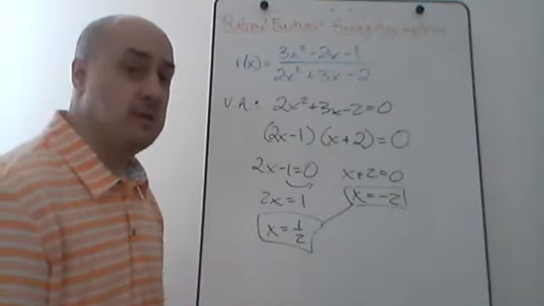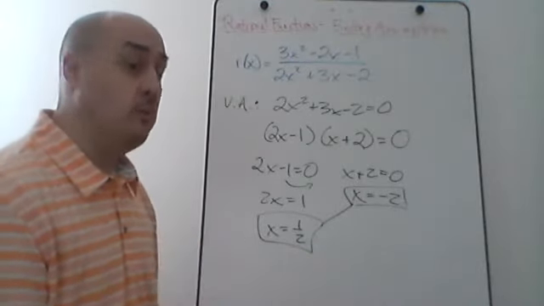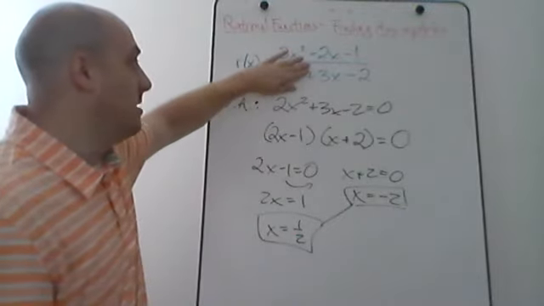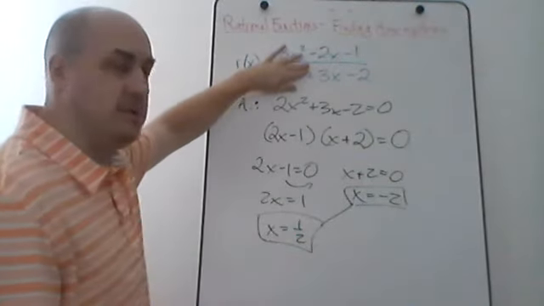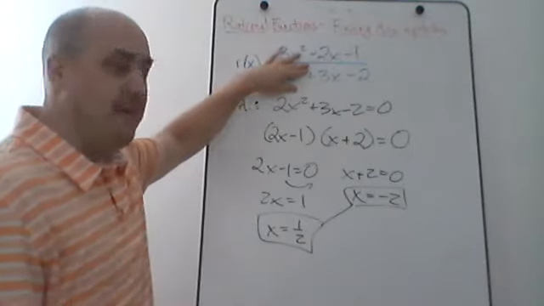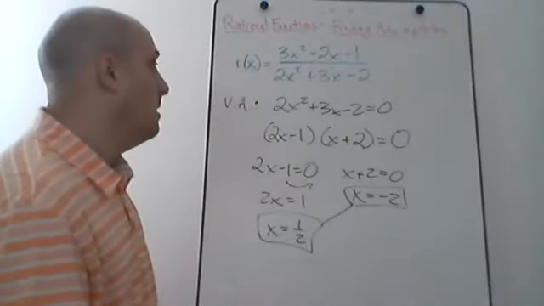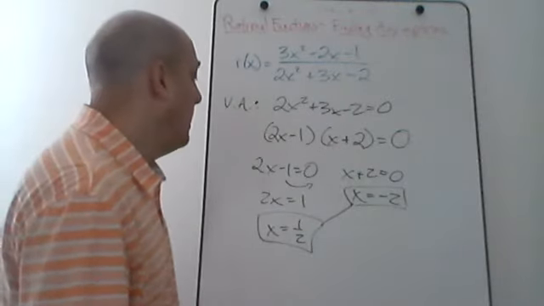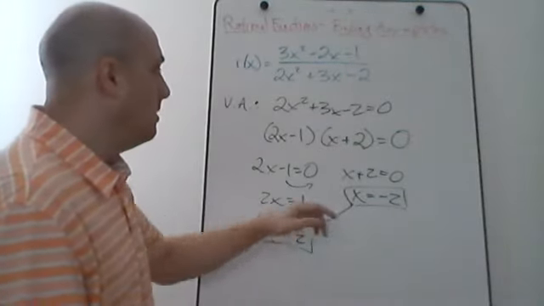Sometimes you get two vertical asymptotes, sometimes you get three, sometimes you only get one. It really depends on the degree of your denominator. If your denominator is just a linear function, like 3x minus 2, when I set that equal to 0 and solve it, I'm only going to get one answer, so that function would only have one vertical asymptote. This one was a quadratic function, so I end up with two vertical asymptotes. All right, so those are my vertical asymptotes.